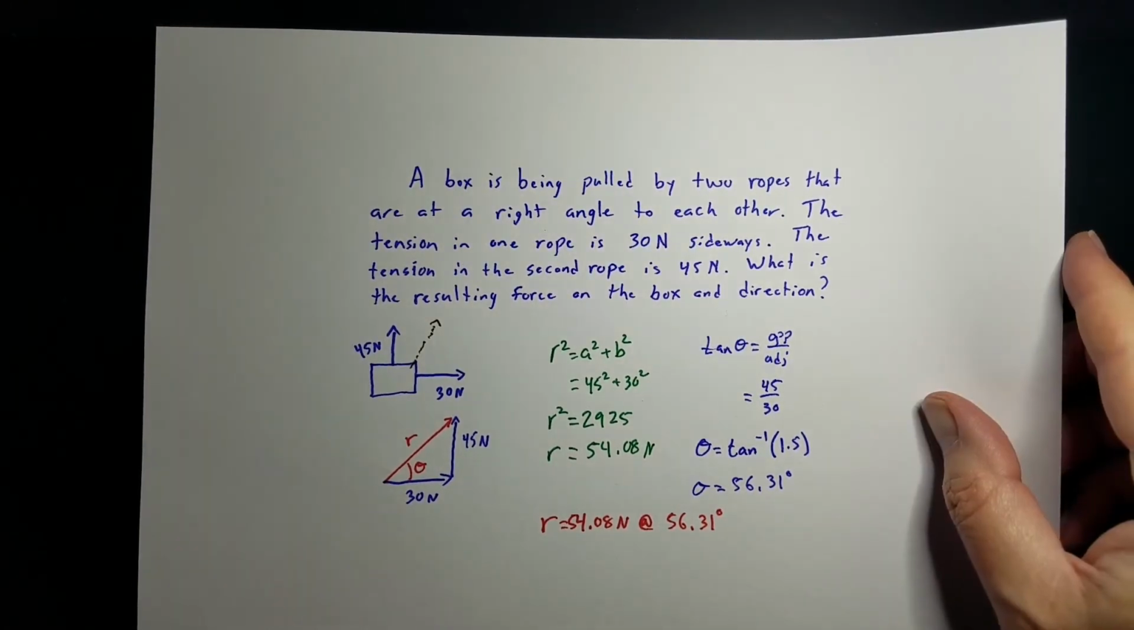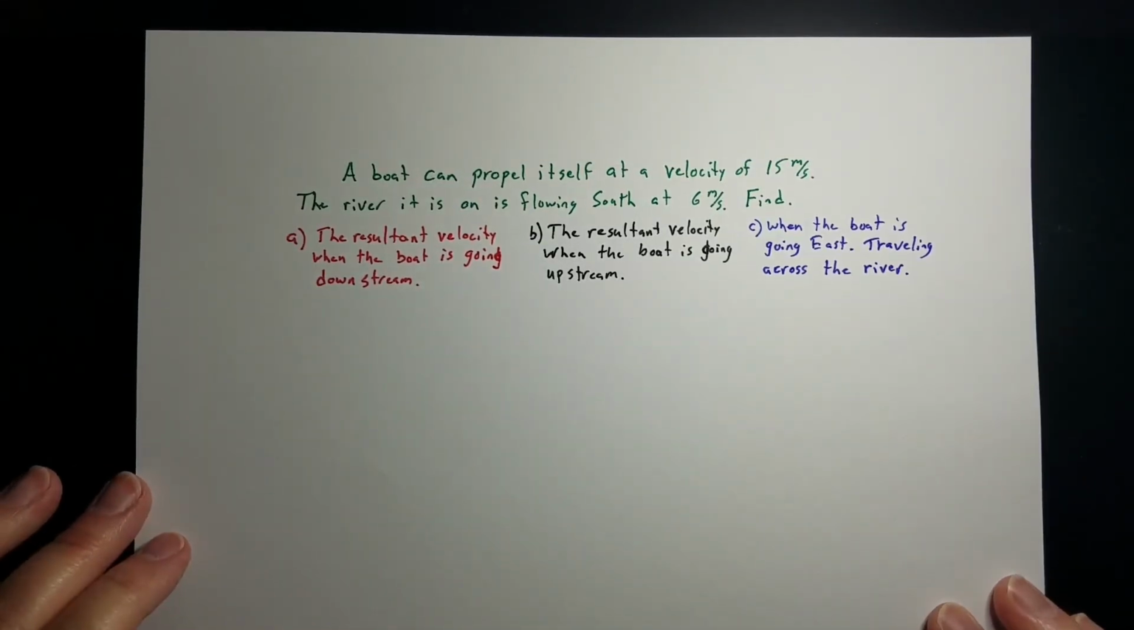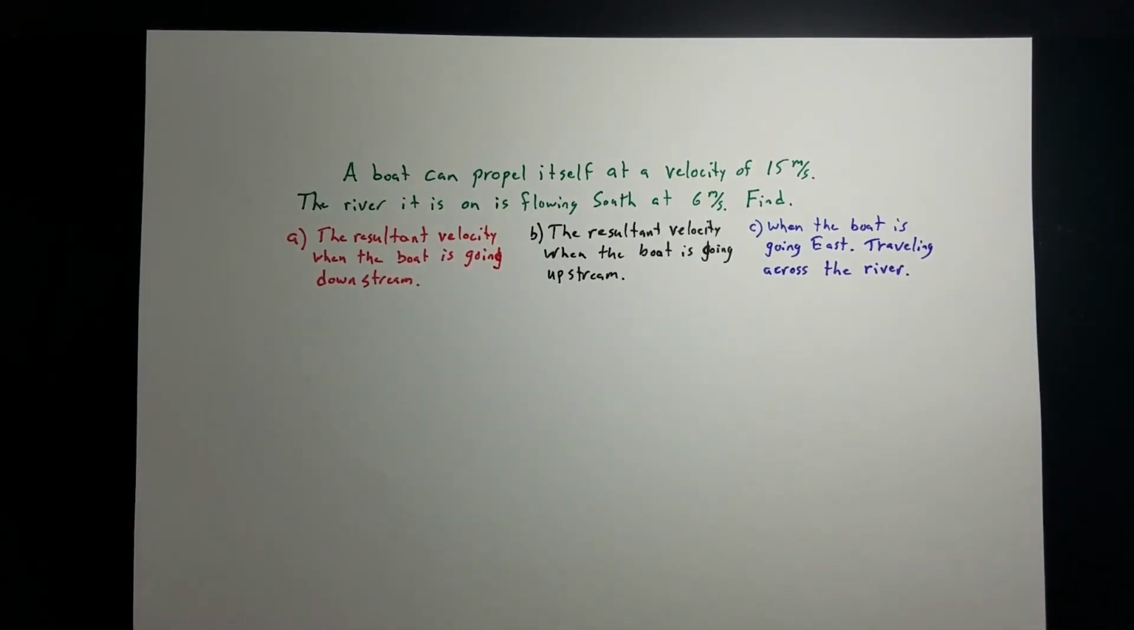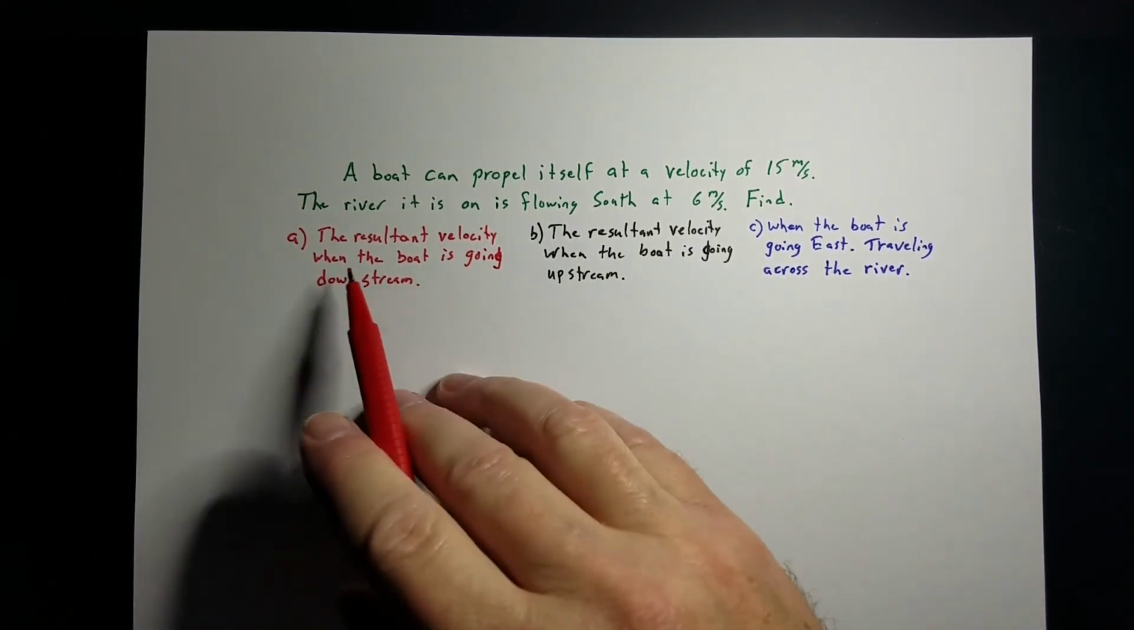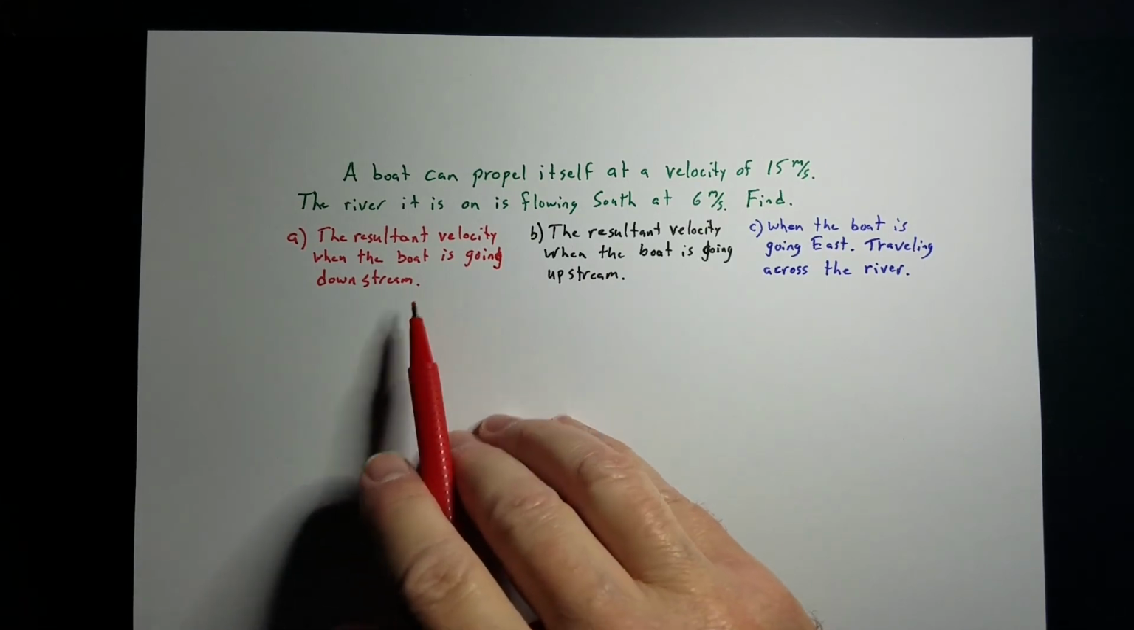So let's get one that's a little bit more interesting. All right, we've got a boat crossing a river. And so there's a lot of different ways this problem could be set up. For this first one, the boat can go a velocity of 15 meters per second, and the river is always flowing south at 6 meters per second. So the first one, what's the resultant velocity of the boat going downstream?